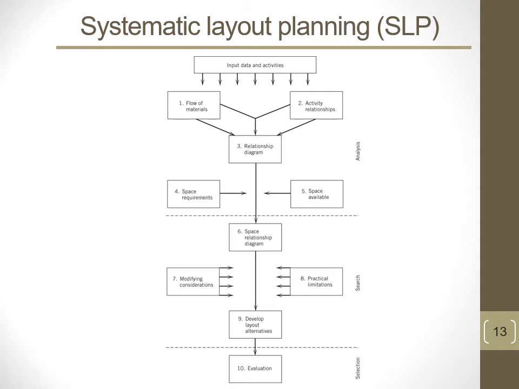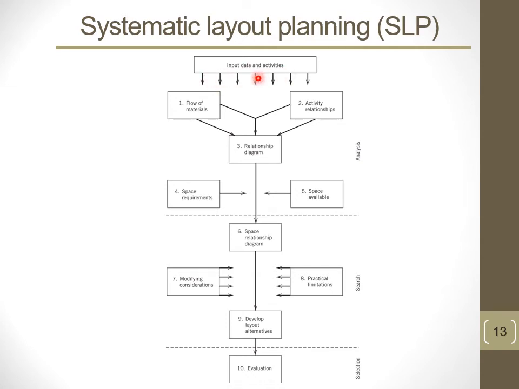Now let's consider an alternative approach for designing the layout, which is called systematic layout planning. Systematic layout planning consists of basically 10 steps, and these 10 steps are divided into 3 parts. The first part is the analysis part, the second part is the search part, and the last part is the selection part.